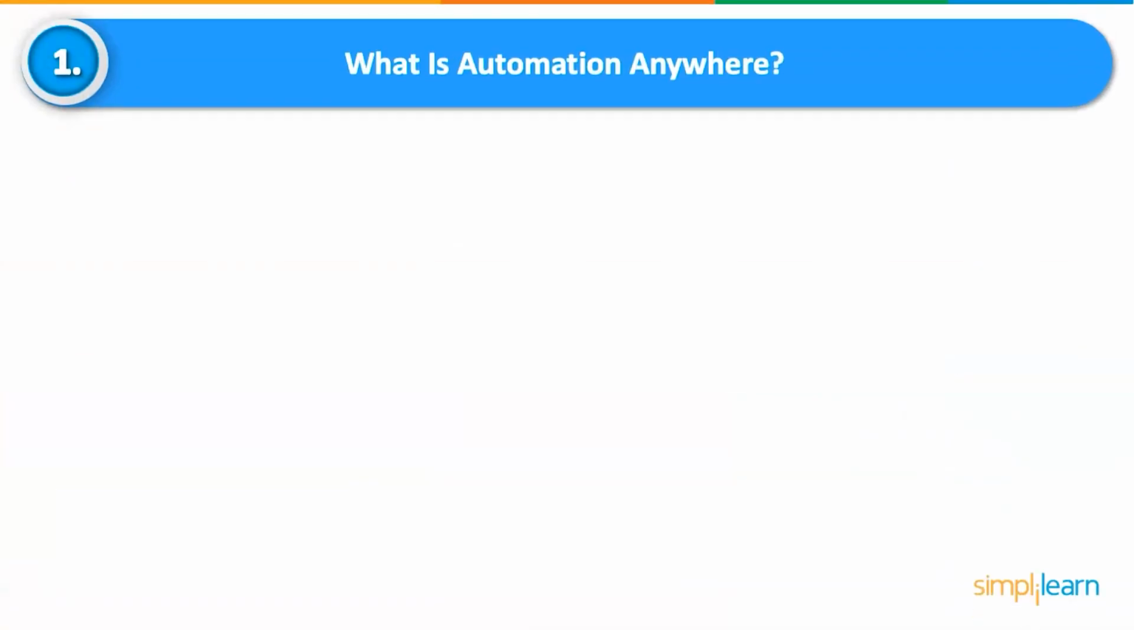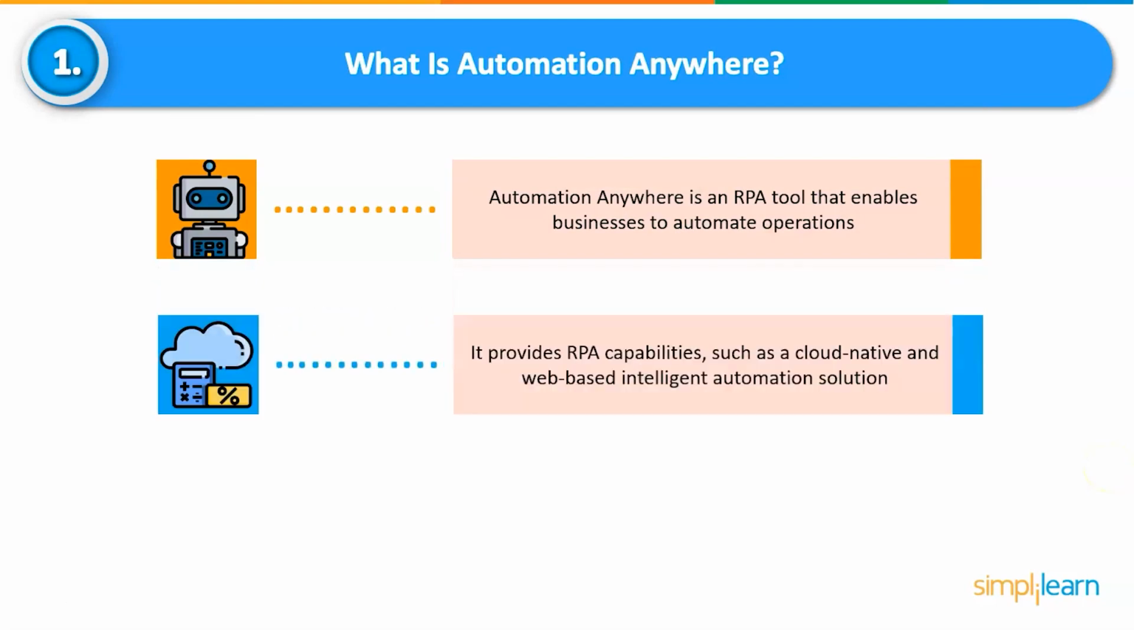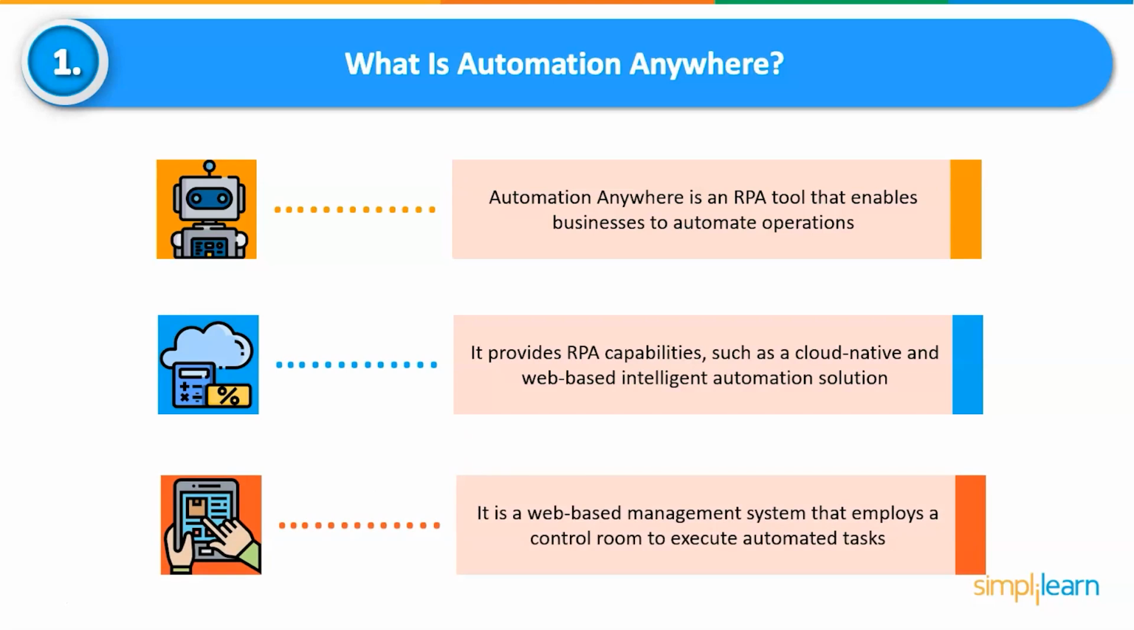What is Automation Anywhere? Automation Anywhere is a well-known robotic process automation tool that enables businesses to automate end-to-end business operations. It provides powerful and user-friendly RPA capabilities such as a cloud-native, web-based intelligent automation solution for automating any complex task. It is a web-based management system that employs a control room to execute automated tasks. It improves the efficiency of business processes and reduces the need for human labor.